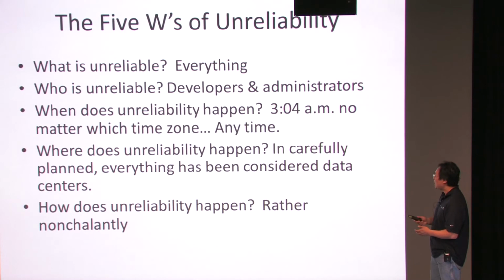And where does it happen? In very carefully planned, everything-has-been-considered data centers. No matter what you do, it still will happen. And how does it happen? It just happens, because you can't plan for everything that can happen. One thing I want to talk about is who is unreliable in the case of developers. People make mistakes as administrators and things like that, but for developers, you will have bugs, and that's what causes unreliability, right?